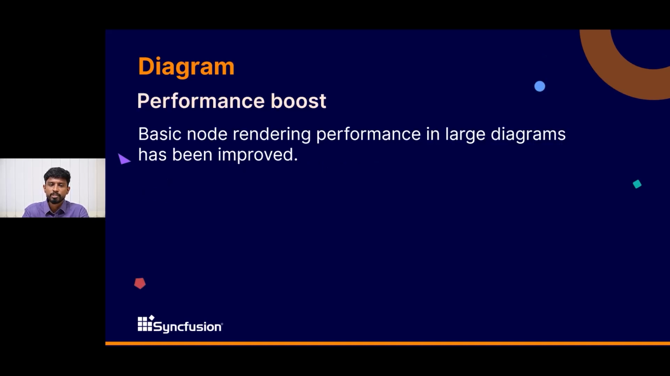Then come the performance improvements. The diagram component now renders significantly faster while initially loading with nodes that contain annotations and connectors. Basic node rendering performance in large diagrams has been improved by an outstanding 92% when rendering 10,000 nodes with connectors and annotations.